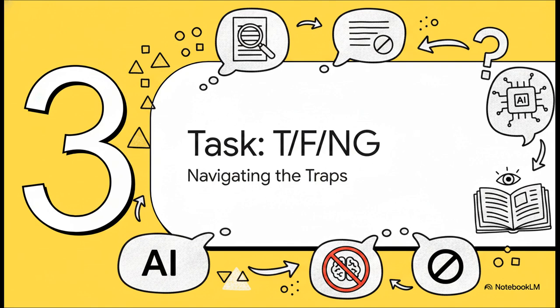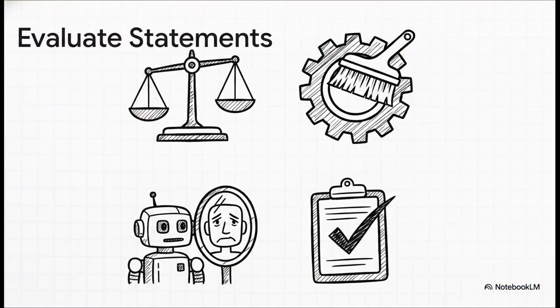Navigating the traps. A really stern reminder before we kick off, you must rely solely on the passage text we just read. I need you to strictly ignore any outside knowledge you might have about AI or computer science. Only use what's in the text. All right, here are your 4 statements.